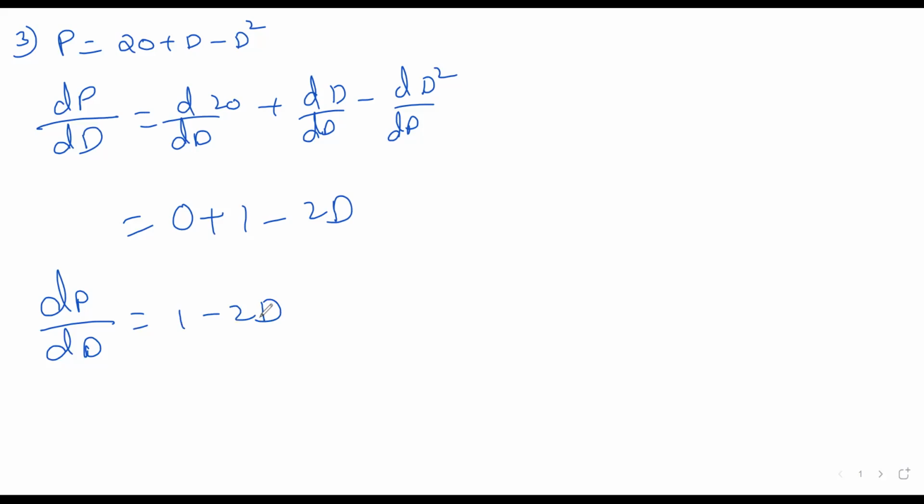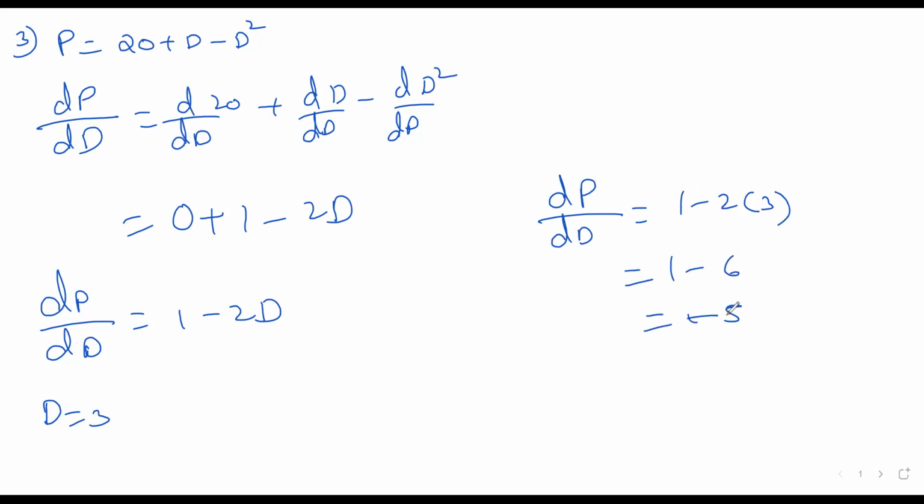We want the rate of change in price when demand is 3. If D is 3, I'll put D equal to 3 here. So I will get dP upon dD is 1 minus 2 into 3. 1 minus 6, your answer is minus 5. So what is the rate of change in price? The rate of change in price is minus 5 when demand is 3.